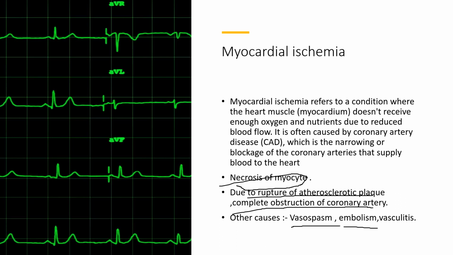And vasculitis. Itis means inflammation, and vasculo means vessel. So it is inflammation of the vessel, especially the arteritis which we see in kids less than 5 years of age.